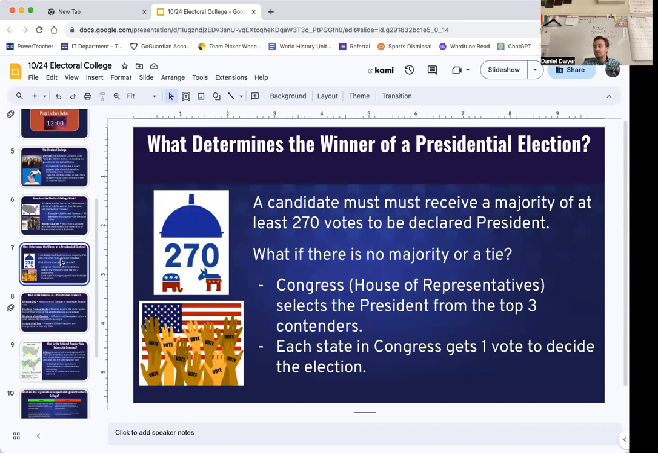Who determines that a candidate must receive a majority of at least 270 votes to be declared president? And what if there's no majority, or if there is a tie? As we did briefly talk about, you could potentially have 2 candidates get 269 electoral college votes each. So then it actually goes to Congress, to the House of Representatives, who then selects the president. Each state in Congress does get 1 vote to decide the election. Okay.